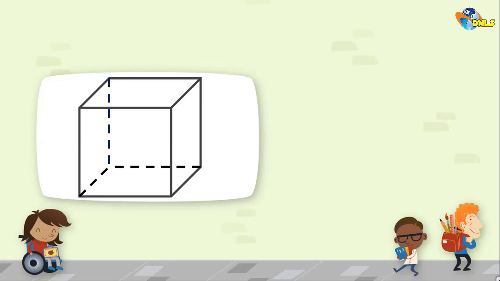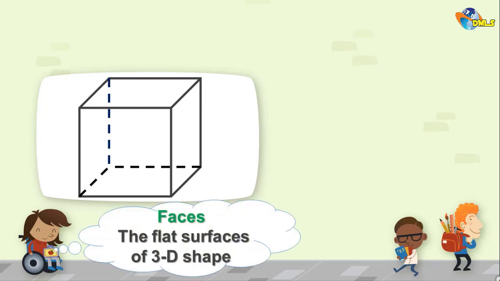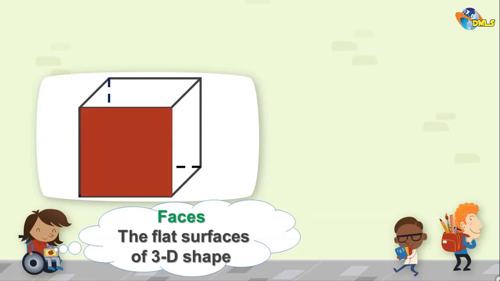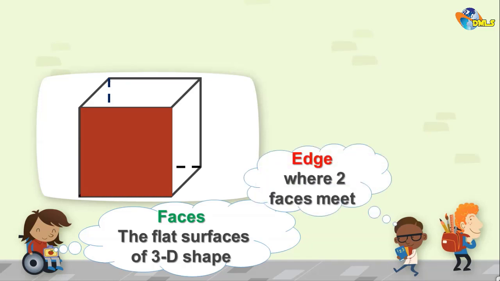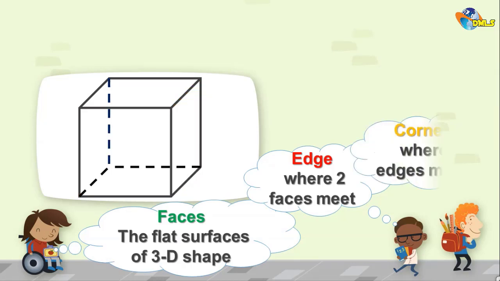What is the meaning of faces? The faces are the flat surfaces of a three-dimensional shape. Like this is called a face. The meaning of edge: an edge is where two faces meet. You have two faces here and they intersect in one line. It's called an edge. What is the meaning of corner? A corner is where edges meet. You have 3 edges that meet in one point, and that is called a corner.